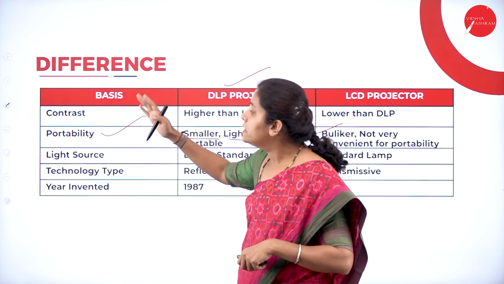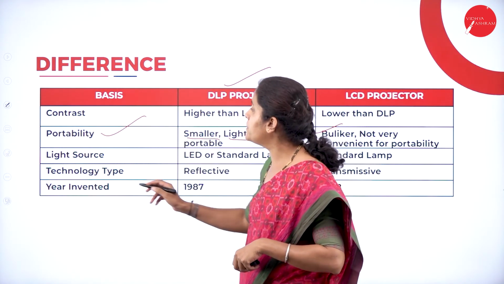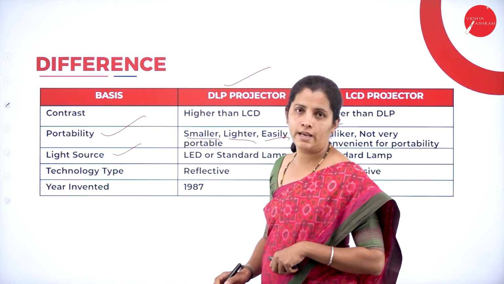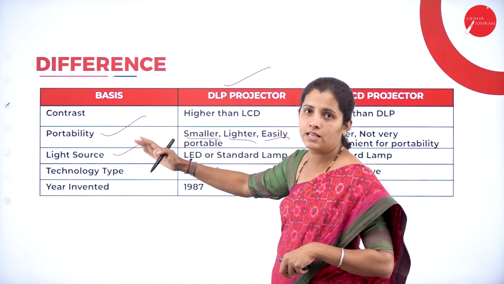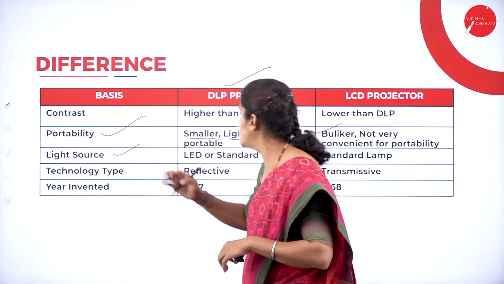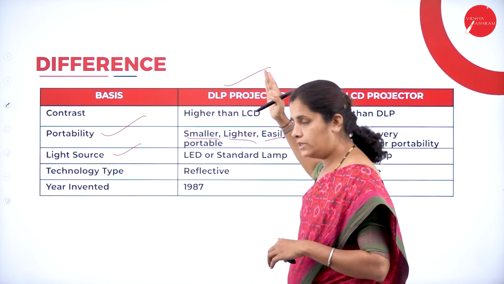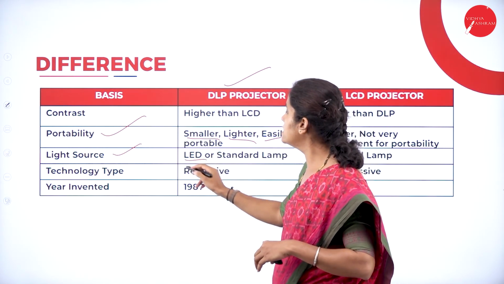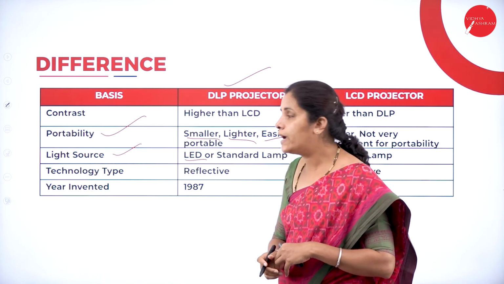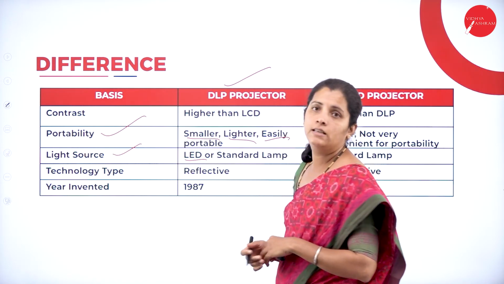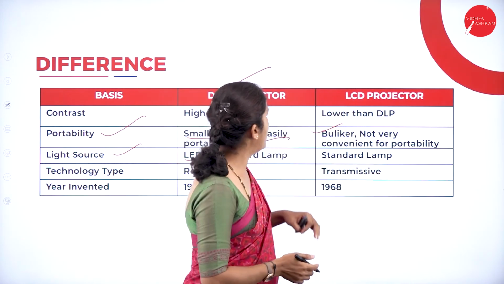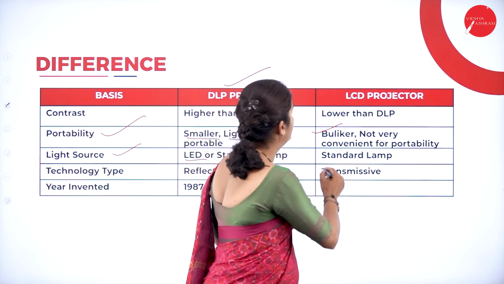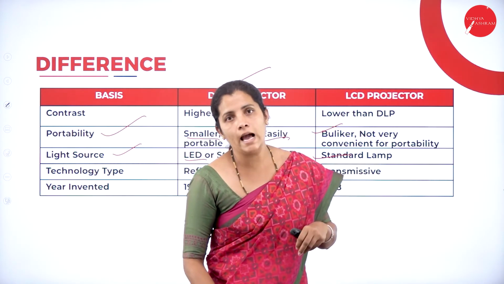Then the next difference with respect to light source. I repeat, the next difference with respect to light source. In DLP, it is LED, that is light emitting diode, or standard lamp. Whereas in LCD, it is standard lamp.